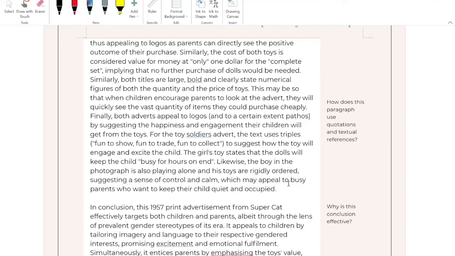For the Toy Soldiers advert, the text uses triples, fun to show, fun to trade, fun to collect, to suggest how the toy will engage and excite the child. The girl's toy states that the dolls will keep the child busy for hours on end. Likewise, the boy in the photograph is also playing alone and his toy is rigidly ordered, suggesting a sense of control and calm, which may appeal to busy parents who want to keep their child quiet and occupied.